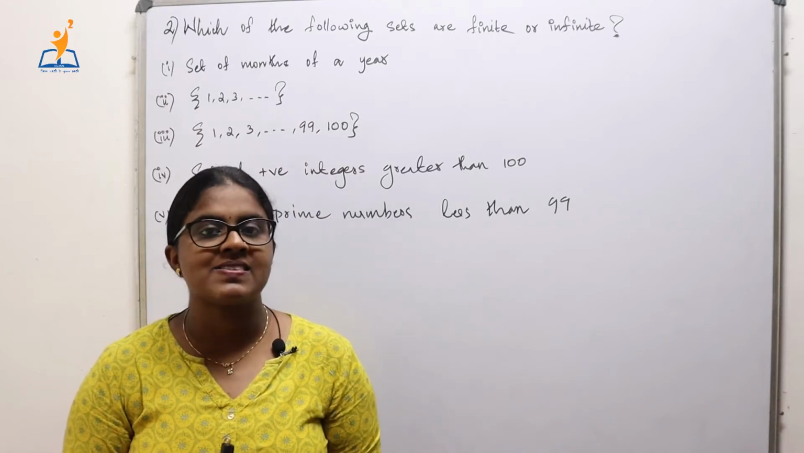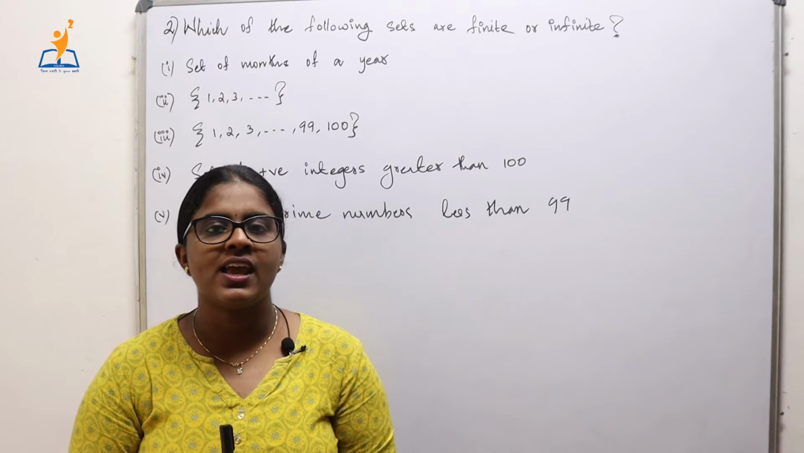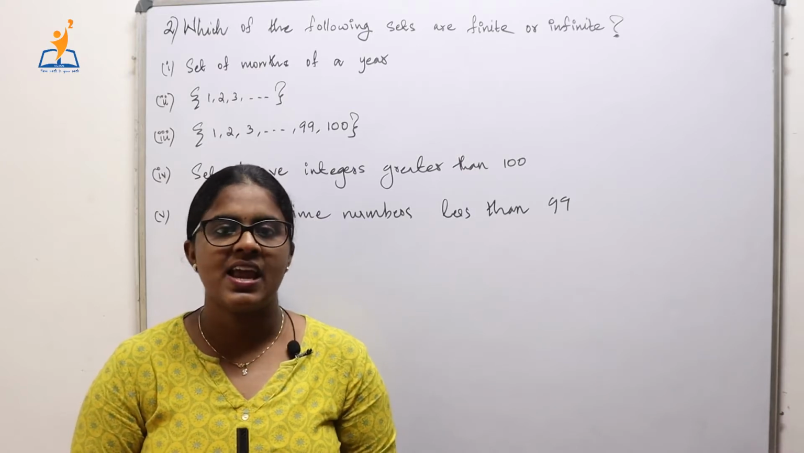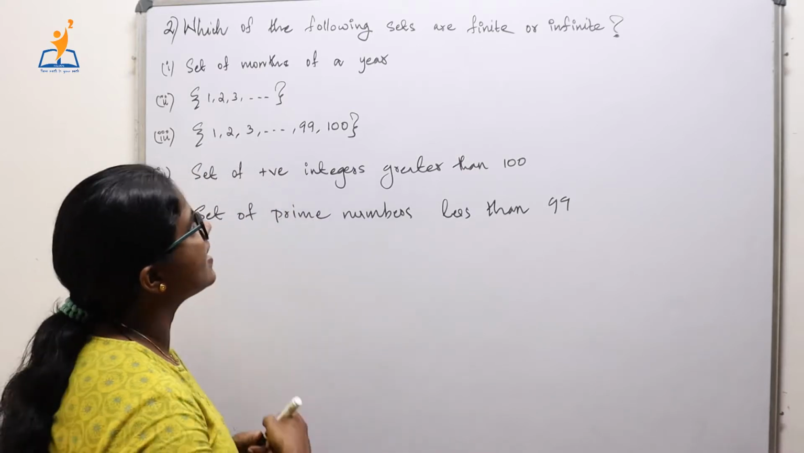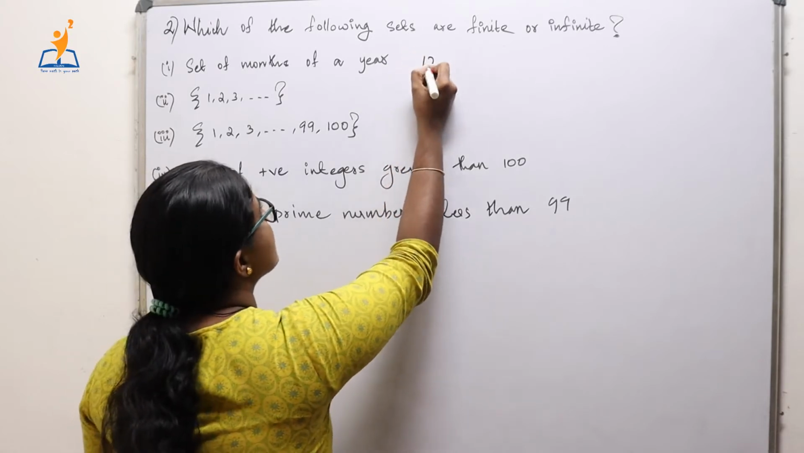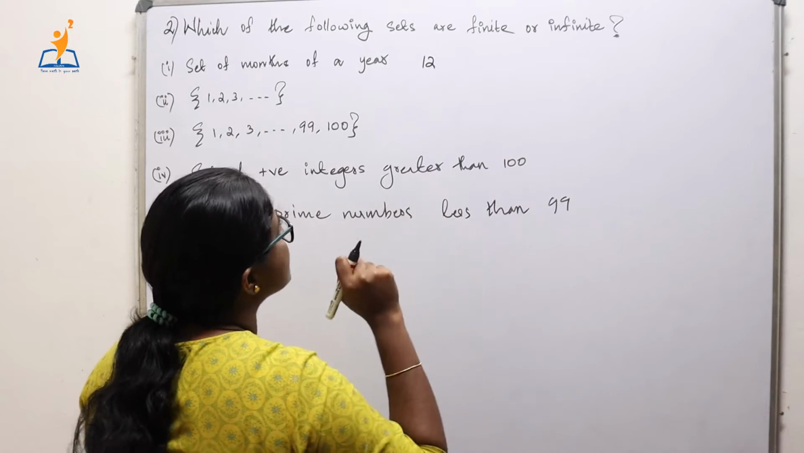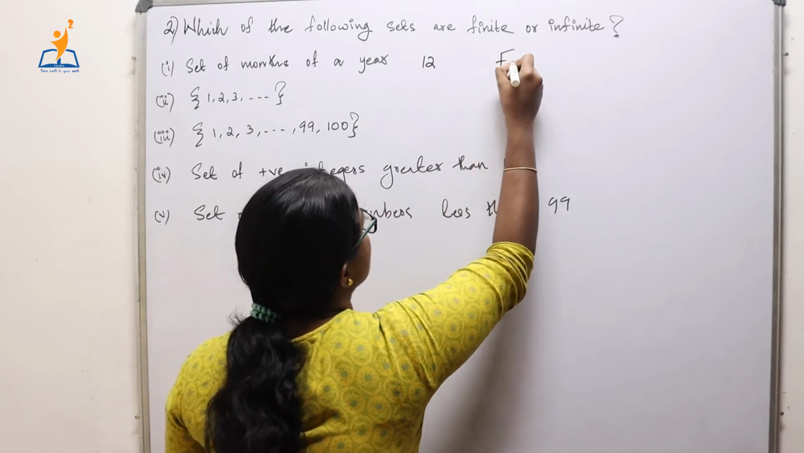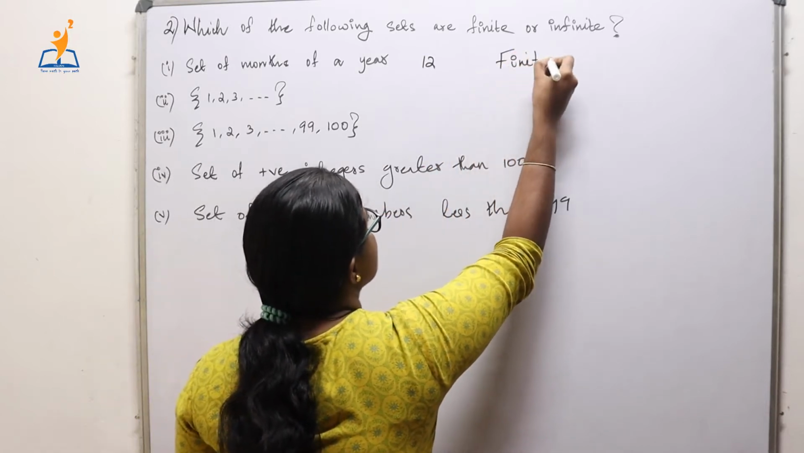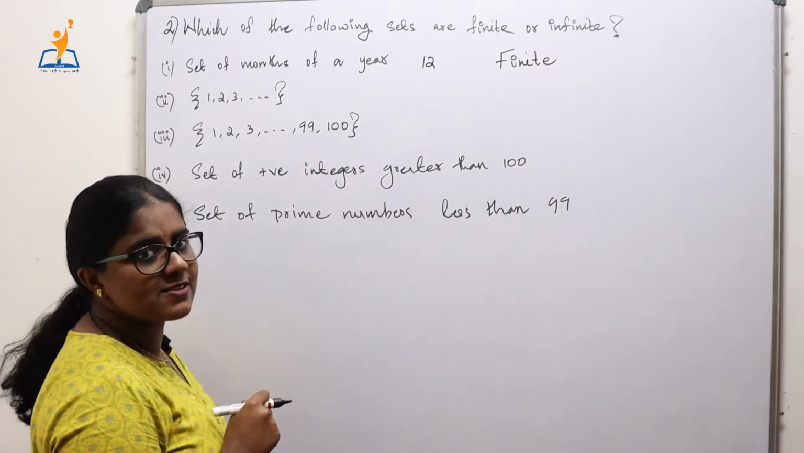And we know that a set is finite only if the number of elements is a definite number, and here 12 is a definite number. So here the number of elements, or the cardinality, is 12, and 12 is a definite number. So this particular set is a finite set. Now moving on to the next question.